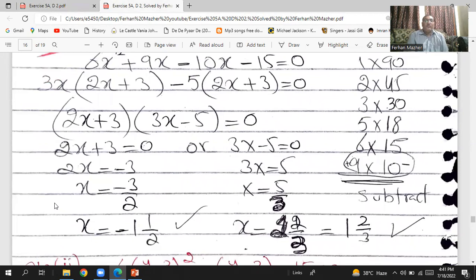So 2x will be equal to minus 3. So x will be equal to minus 3 by 2. So x will be equal to minus 1 whole 1 by 2. In the same way, 3x minus 5 is equal to 0. So 3x is equal to 5. So x equals 5 by 3. So x will be equal to 1 whole 2 by 3.